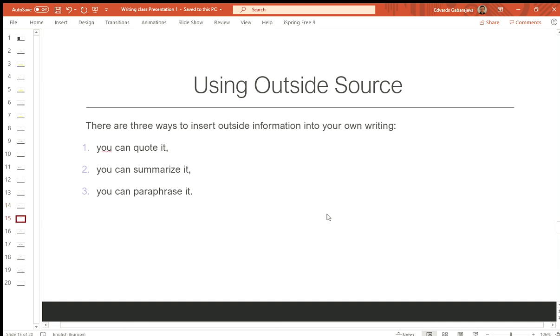And so what can we do, right, with the information we gather? We can quote it, we can summarize it, we can paraphrase it. So these are some of the basic ways of what we can do with the information we gather.